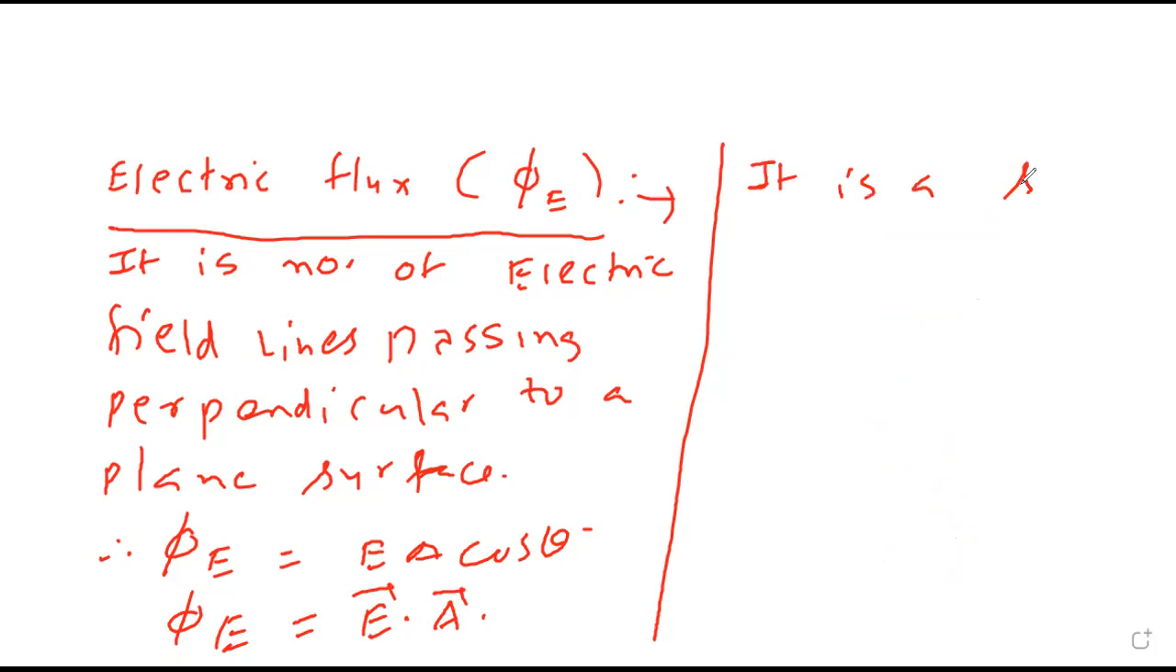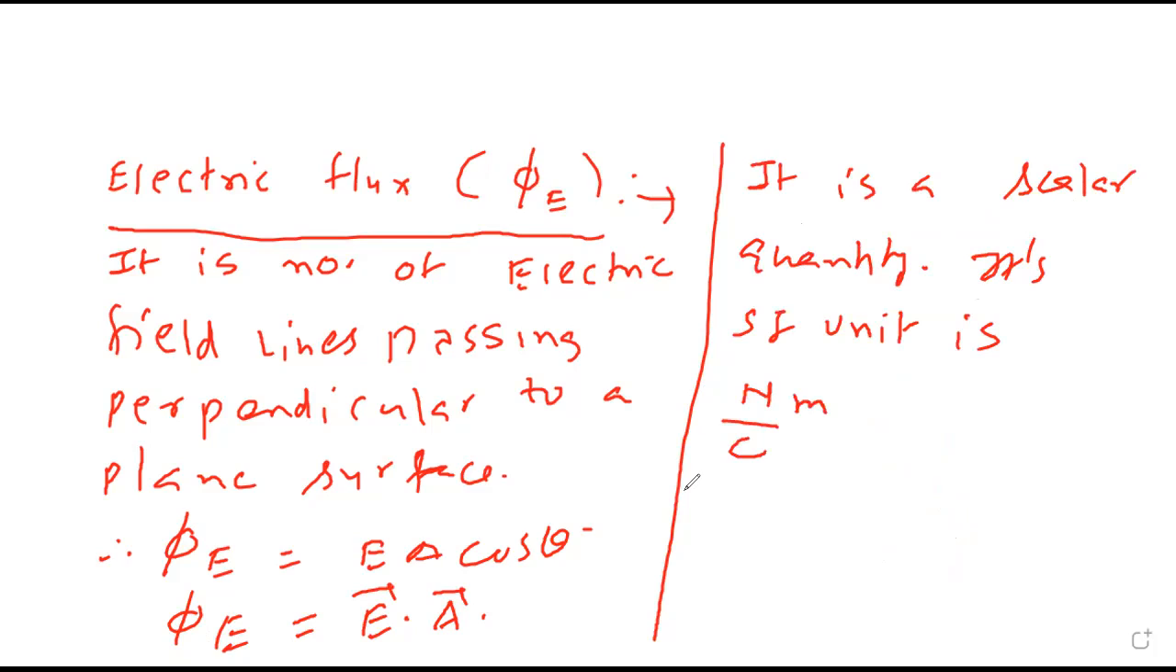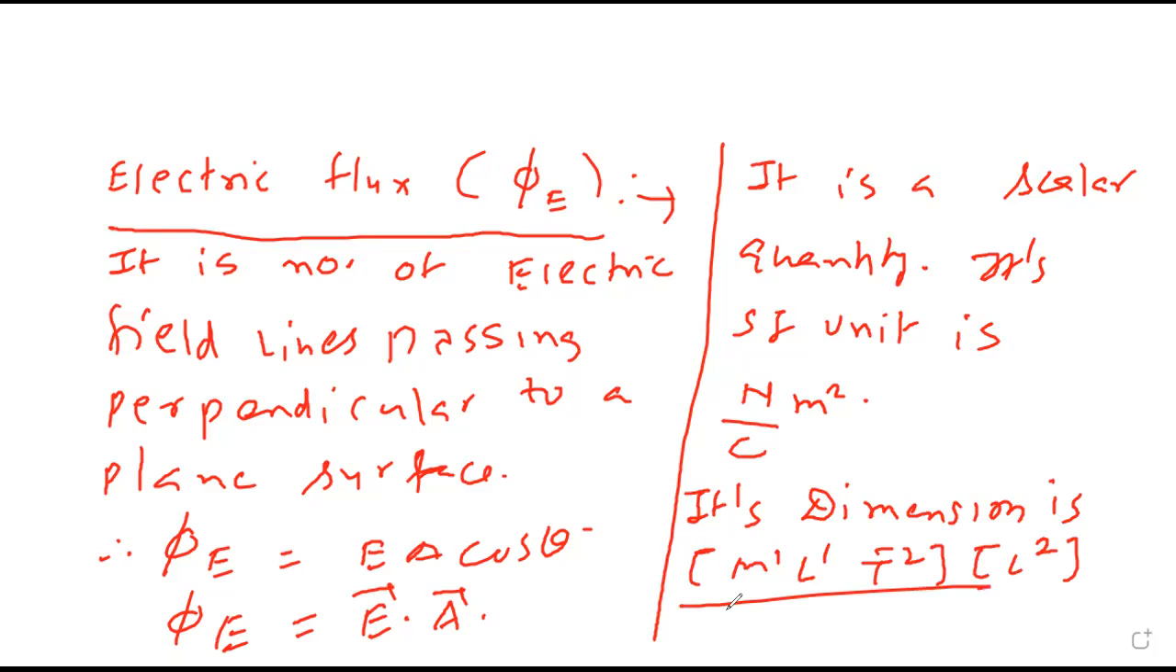It is a scalar quantity. Its SI unit is Newton per coulomb meter square. What will be its dimension? Force dimension is M1 L1 T minus 2, meter is L2, coulomb is A1 T1. So if I simplify this, it will become M1 L3 T minus 3 A minus 1. Right.